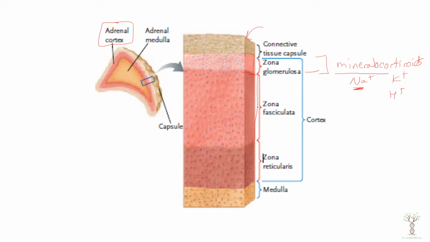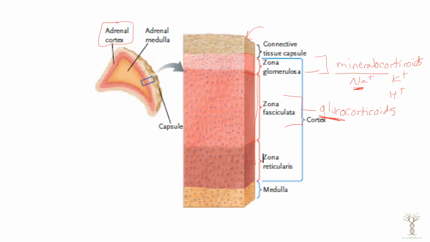The middle region here is called the zona fasciculata, and its primary role is to produce cortisol or glucocorticoids. Glucocorticoids play an important role in regulating glucose. So cortisol is the main one we're going to focus on, and it has a lot of different effects, but one of the primary things is to regulate blood sugar.